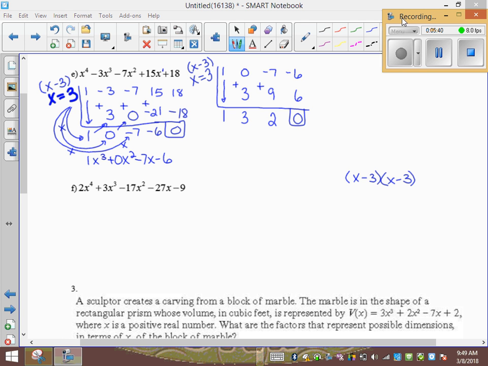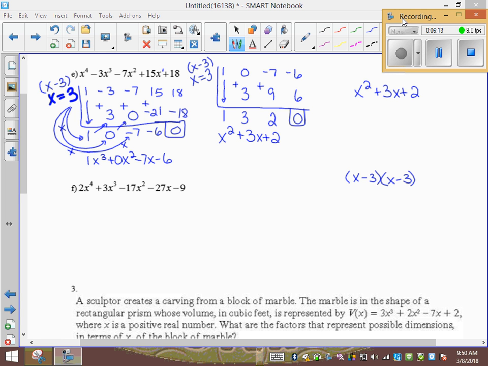Okay. Now instead of this one being x cubed, it's going to be x squared, because we took an x out, right? So now we have x squared plus 3x plus 2. Do we have to do synthetic for this one? No. Could you do synthetic if you were super stuck? Absolutely. What's x squared plus 3x plus 2?